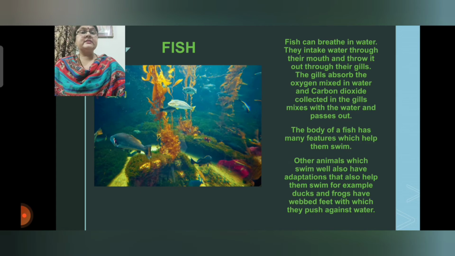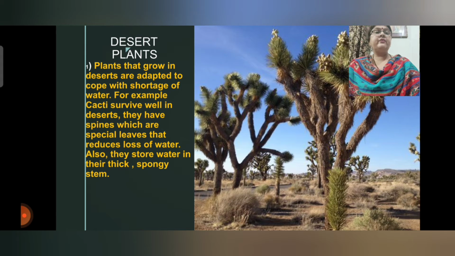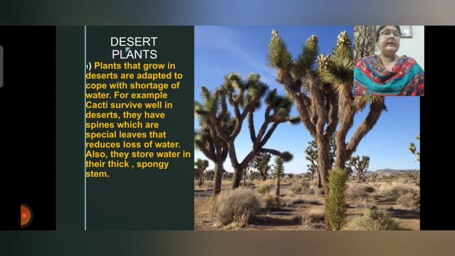Now let's discuss the desert plant. You can see the picture of a desert plant, how it looks. Plants that grow in the desert are adapted to cope with shortage of water because the desert is a dry, sandy area. For example, cacti survive well in the desert. They have spines, which are special leaves that reduce loss of water. Also, they store water in their thick spongy stem.